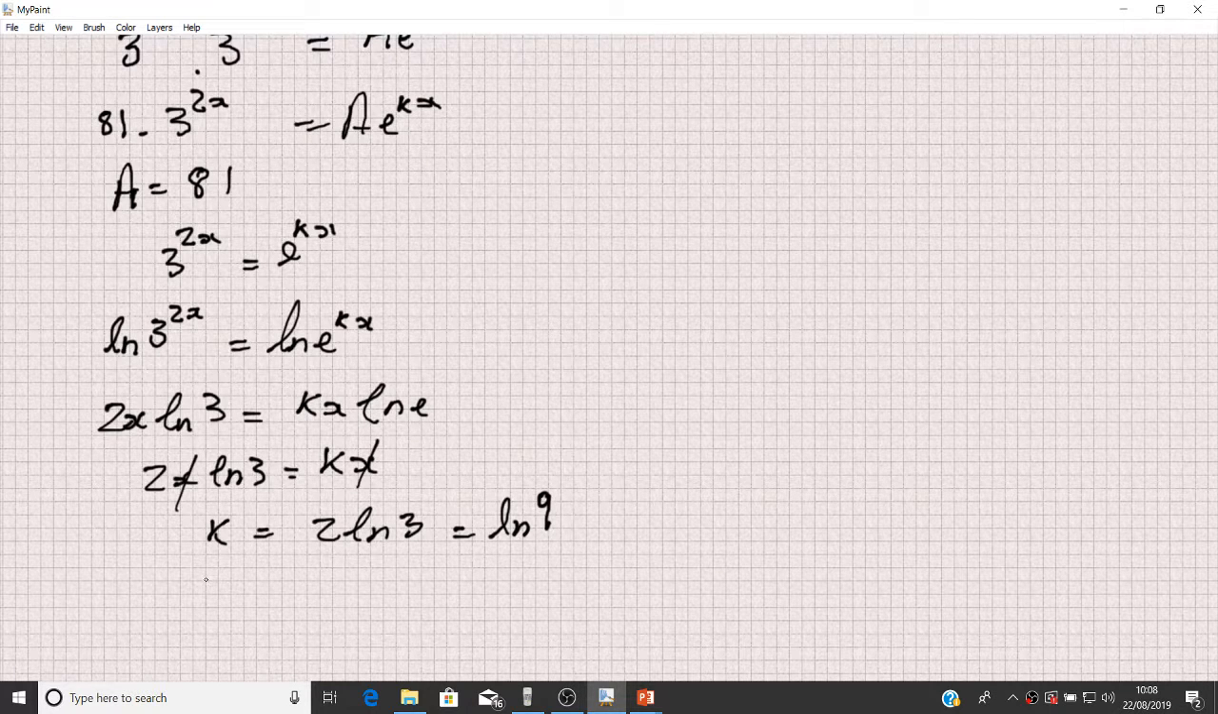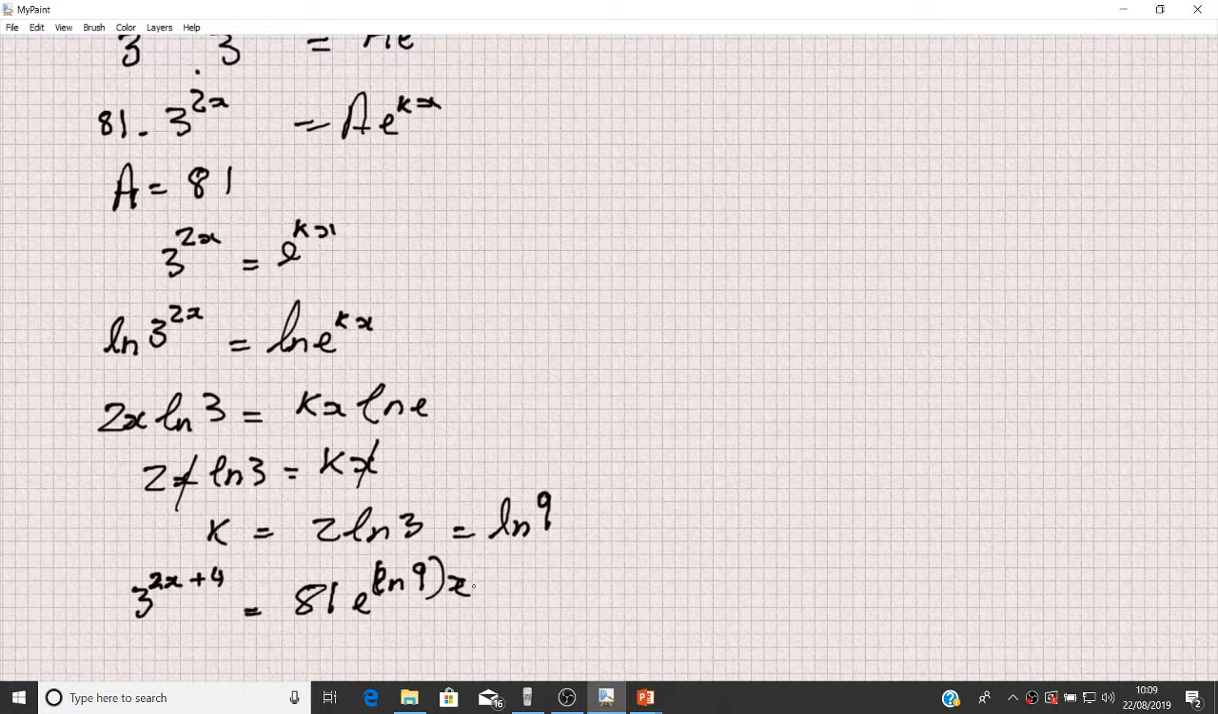So if I wanted to write the expression, putting it all together now, on my left I had, at the beginning, 3 to the power of 2x plus 4, and on the right I found a to be 81, and then we'll say e to the power of ln 9 times x. So that's example 2 complete.